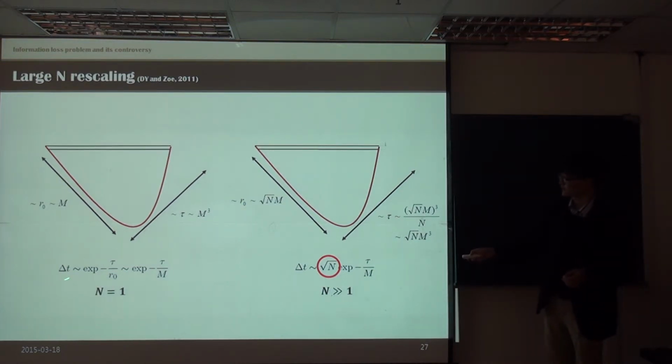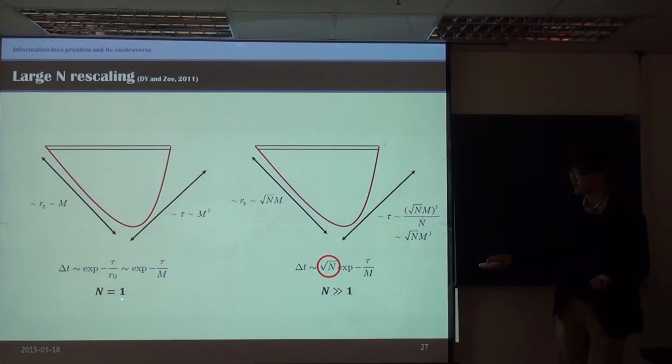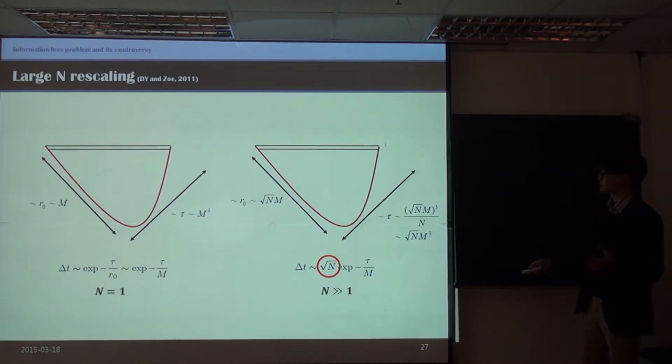In such a discussion, delta t is exponential minus m squared, which implicitly assumes that the number of scalar fields that contribute to Hawking radiation is, for example, n equals 1. Then in this case, delta t is exponentially short. But what happens if the number of scalar fields that contribute to Hawking radiation is a very large number, and as well we can change the mass of the black hole by this factor?